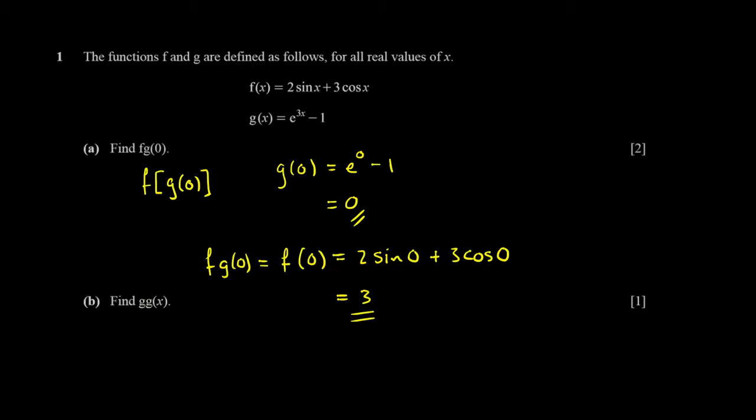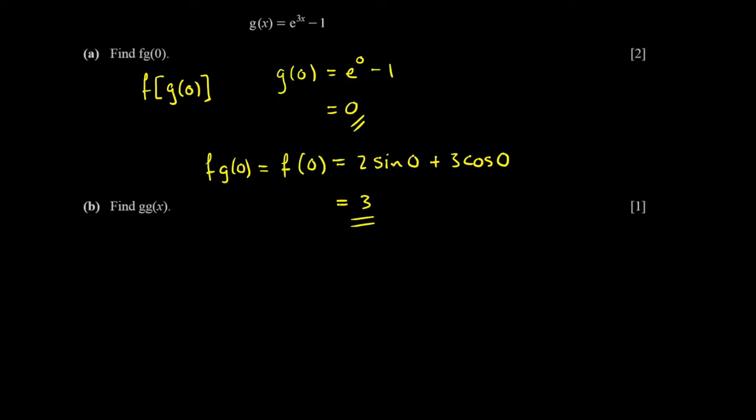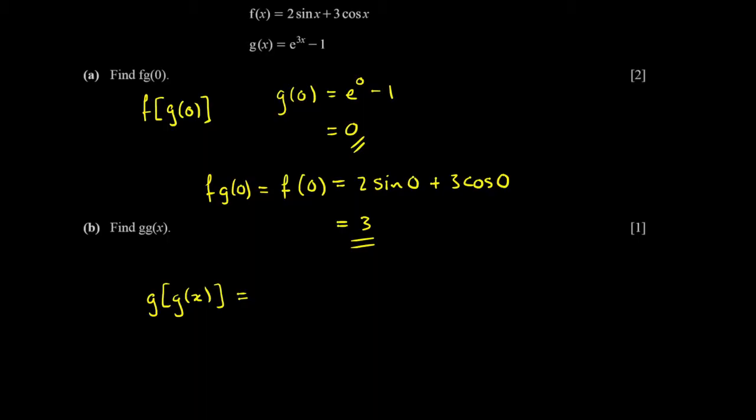Okay, then the next part, part B, is we want to find gg(x). So again, this is a composite function. What we're doing is we're putting the function g inside of the function g, like that. What that means is that in the function here, every time we've got an x, we're going to replace it with e^(3x) - 1. In other words, the whole function.